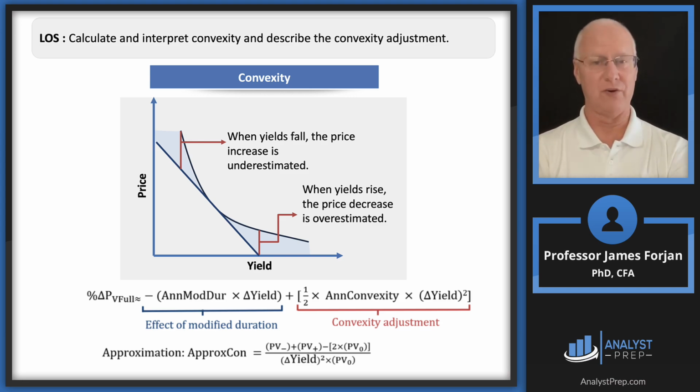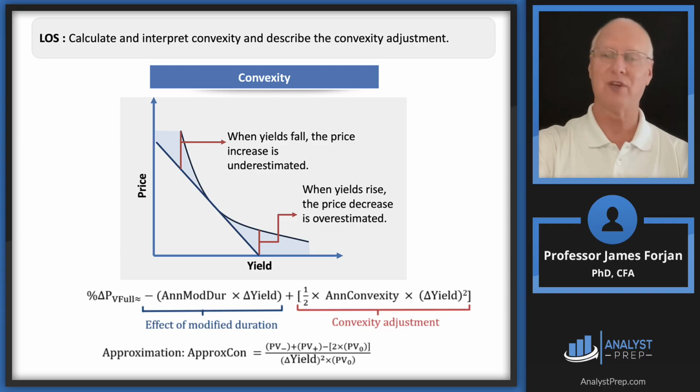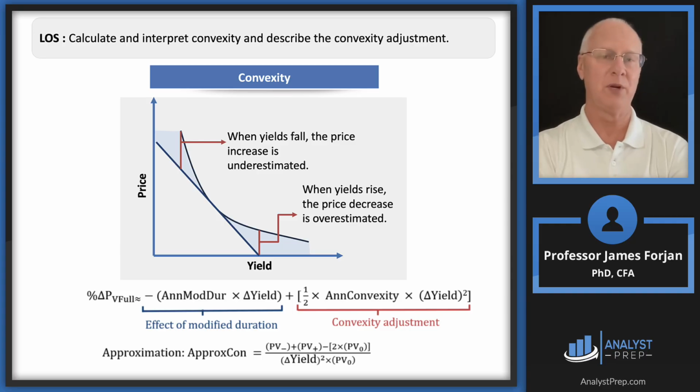Now let's go in the other direction. Let's suppose that yields rise. Well, that's bad news for the price of the bond. But what convexity does is it raises the price above that which is predicted by duration. So when yields rise, this is bad news for the bond, but convexity makes it less bad news. Does that make sense? Less bad news. I think that makes sense.